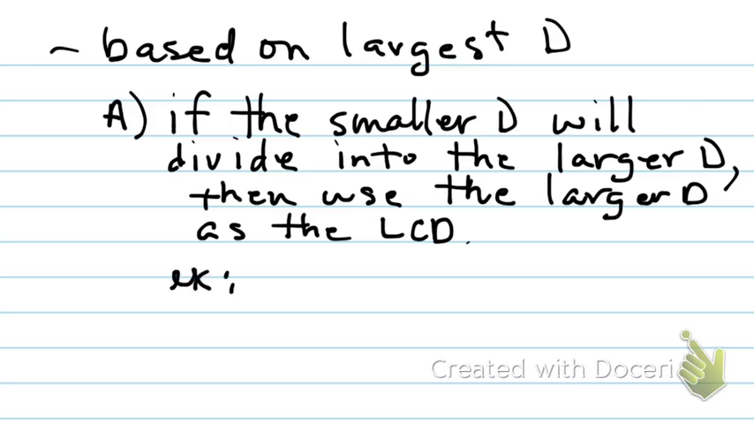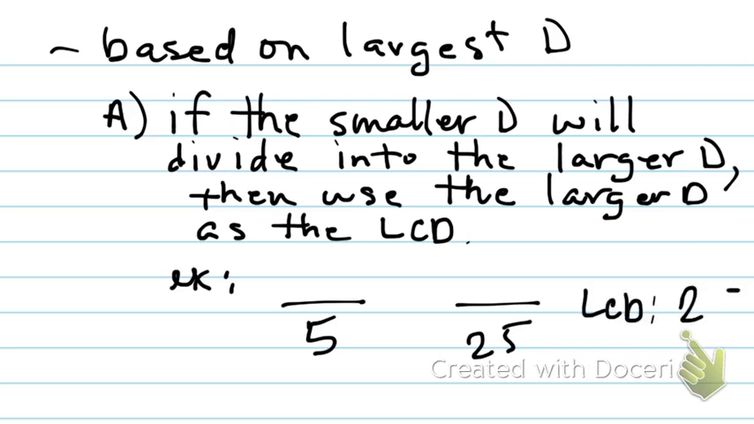So say, for example, we have 5 and 25. Who cares? Doesn't really matter. And I don't care about what the numerators are because I'm just talking about the least common denominator, right? So my denominators are 5 and 25. Which one's the bigger one? 25. Will 5 divide evenly into 25? Sure. Then what's the LCD for these two? 25. You've got to use the bigger one, right? Okay, it's always the bigger one. So it just divides in.